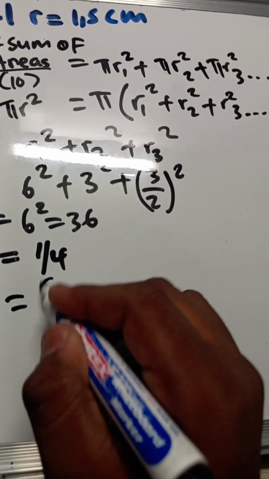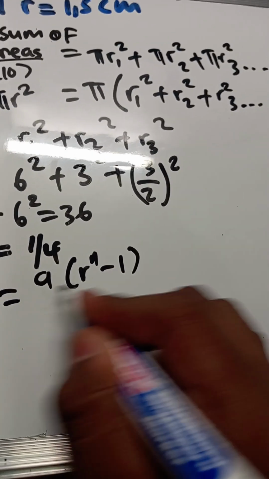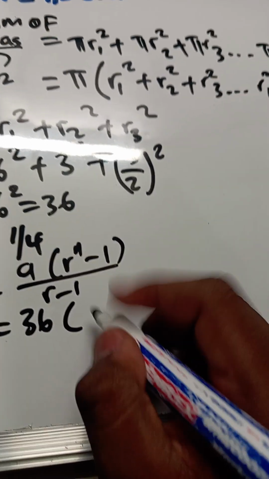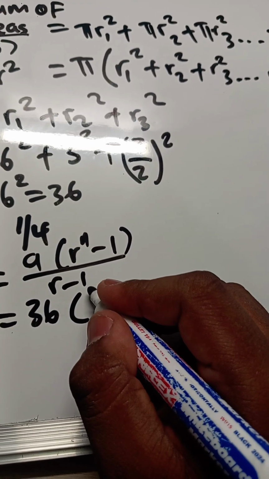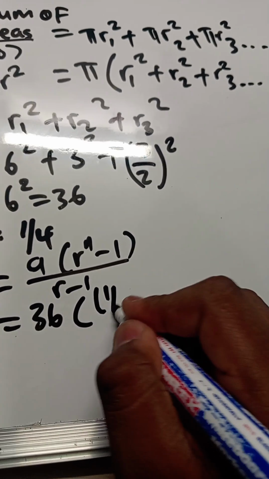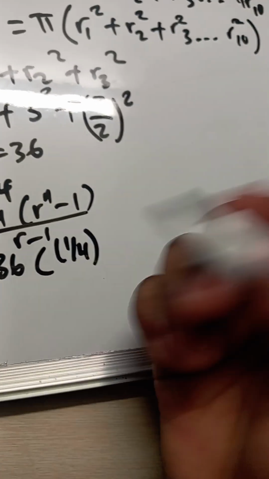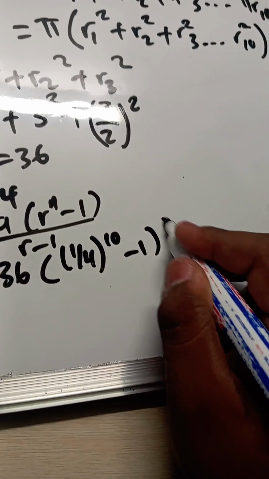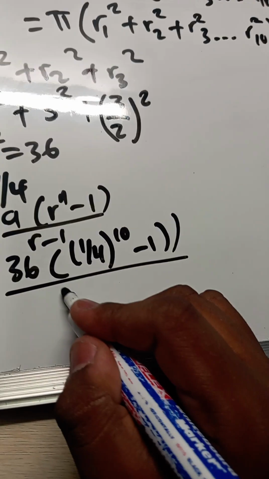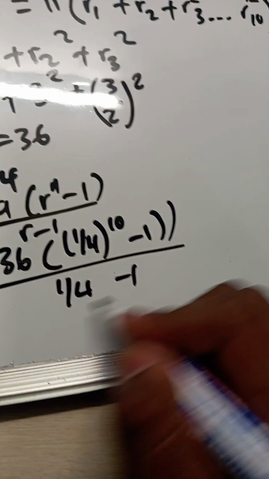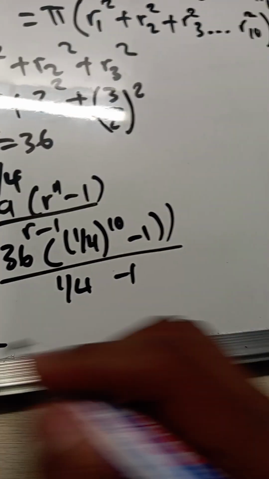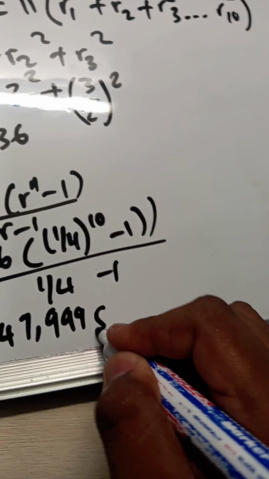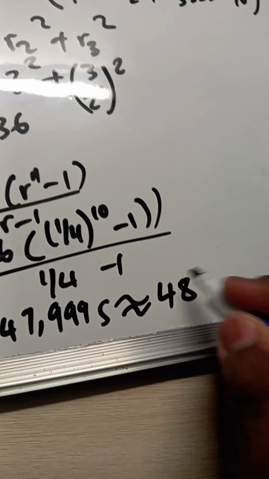Now I just put it in my formula. The first term is 36. And then what is R? R is 1 over 4, everything to the power of 10, minus 1. Then what am I going to get now? What is going to be my answer? The answer I'm going to get is 47.9995, which is approximately equal to 48.